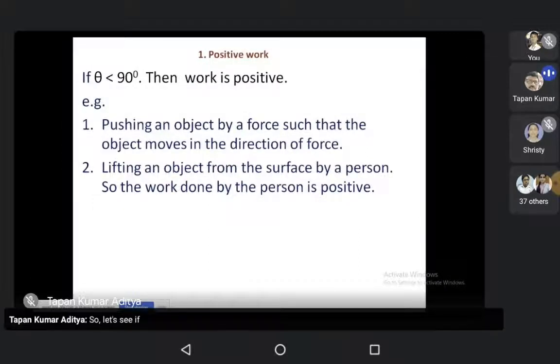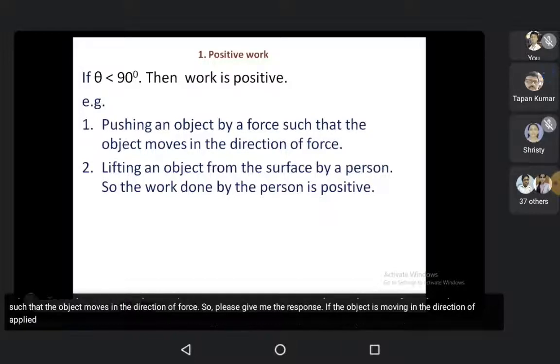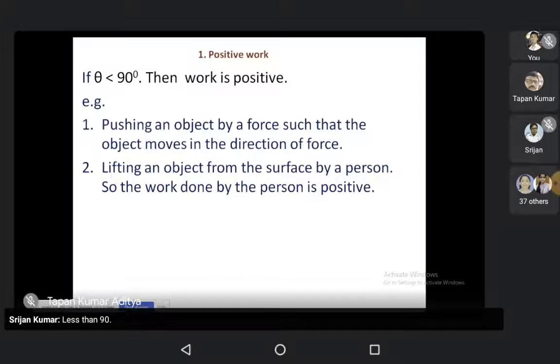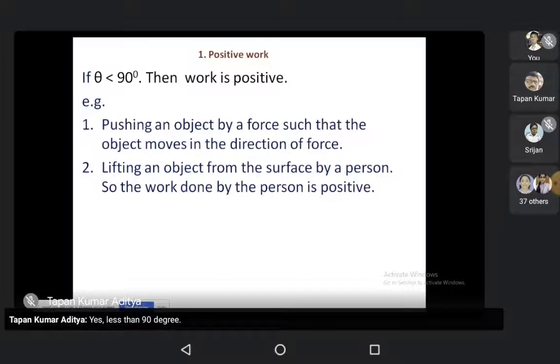So let us see a few examples. Number one, positive work, so many around you. Pushing an object by a force such that the object moves in the direction of force. If the object is moving in the direction of applied force, what is the value of theta? Less than 90. Yes, less than 90 degree. Exact value?